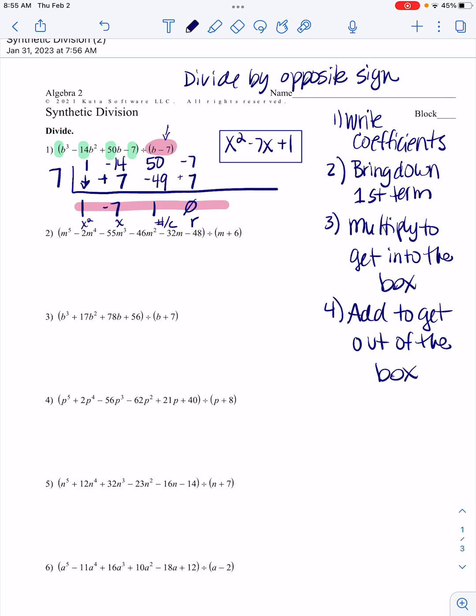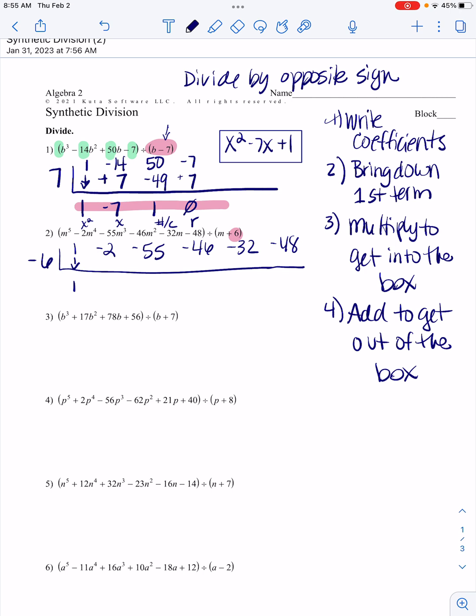Let's do one more together. We'll do the second one. We'll set up our box. Oop, that's going to be really small. We have 1, negative 2, negative 55, negative 46, negative 32, negative 48. My term inside here is a positive 6, and I know that I have to divide by opposite signs, so I'm going to put a negative 6 out here. So I've done step 1, I wrote my coefficients. Now I need to do step 2, which is bring down the first term, which is a 1.